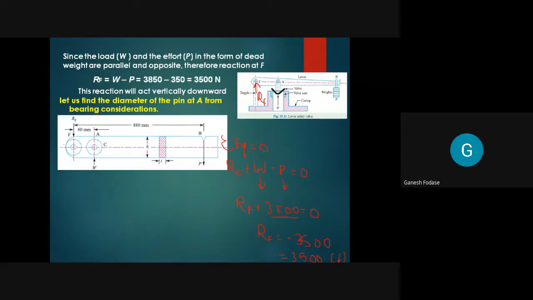See the diagram again. This is your reaction RF acting downward. Then this one W acting upward, P acting downward. And this is the cross section of the lever having thickness T and width B. I hope you understand what is thickness T and width B.